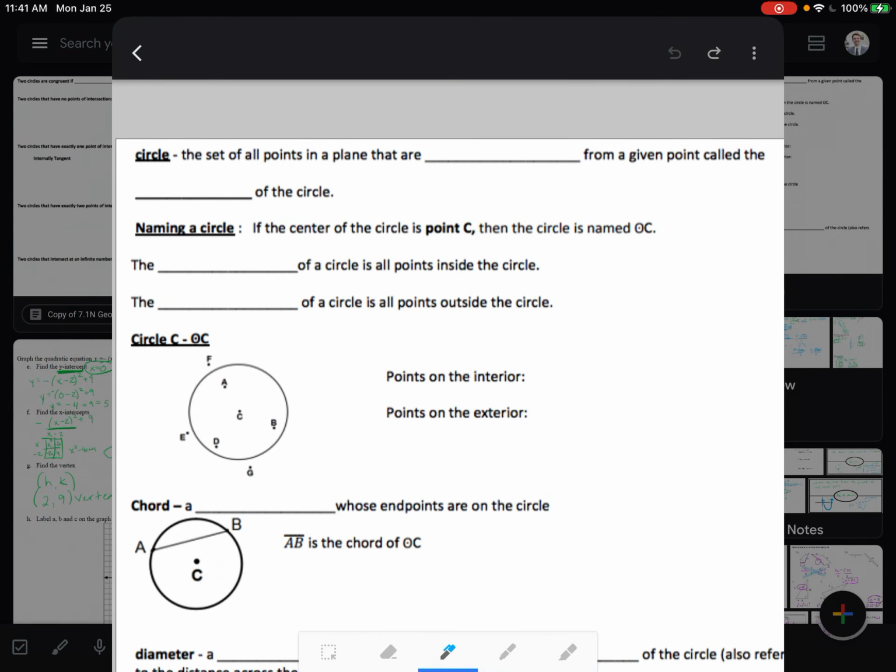Hi everybody and welcome. Today we're going to be changing up the format just a little bit. The reason being, it's a big vocab day, not a lot of calculation.